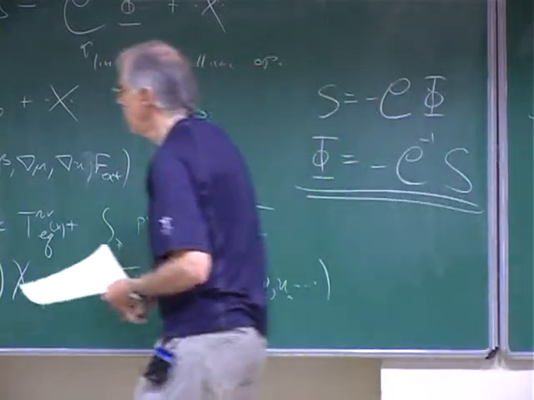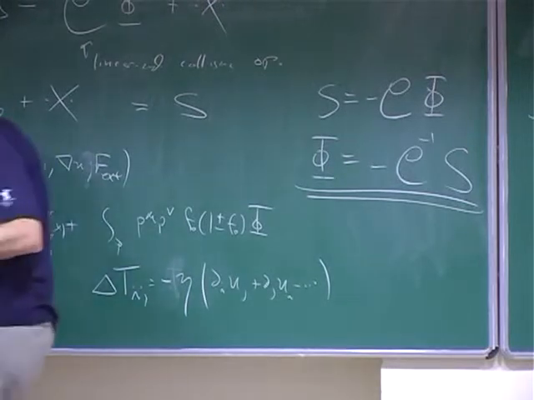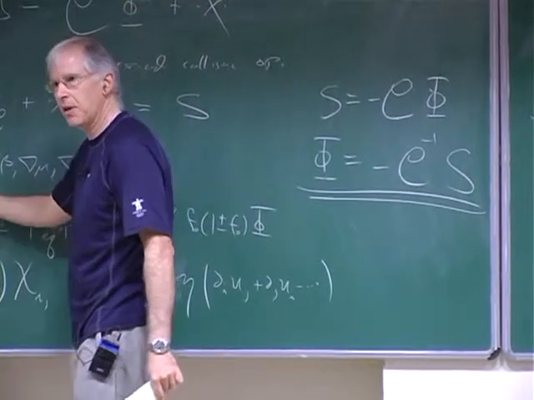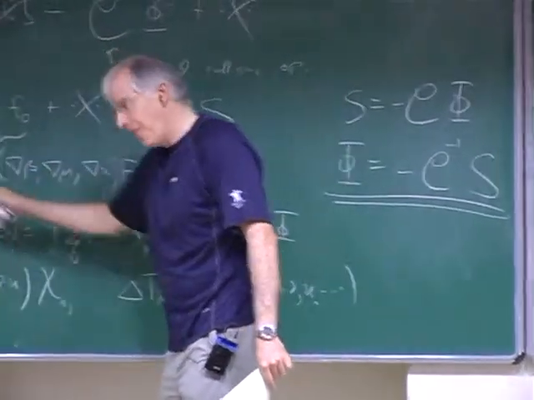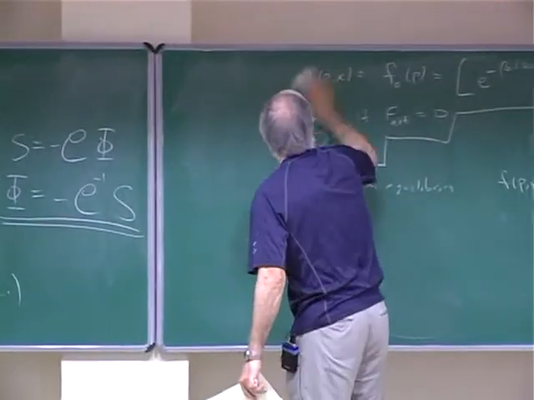Is it related to the bulk modulus? No. So I could have asked a different question, which is what's the response if I put in a flow field which has a divergence? Then I get a different response, and that coefficient we call the bulk viscosity.